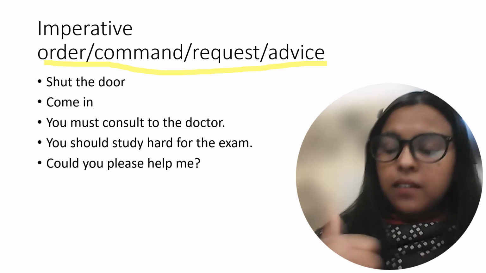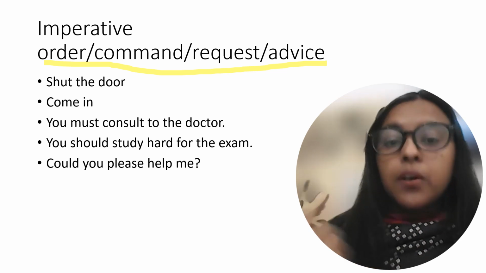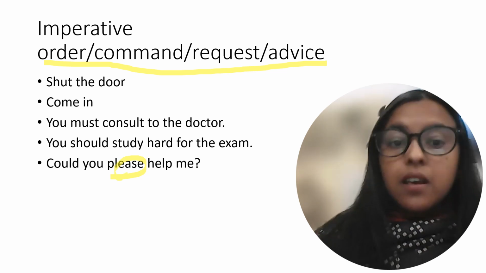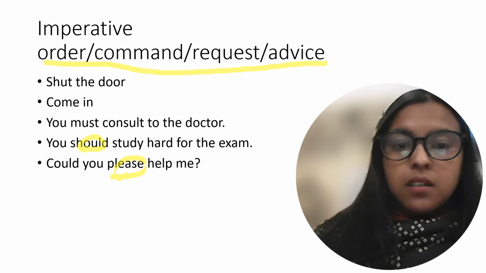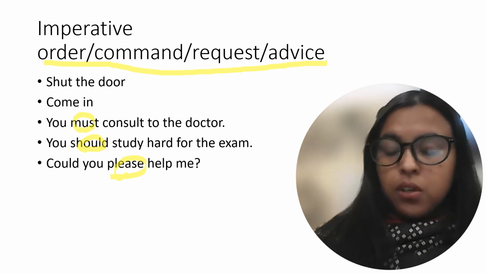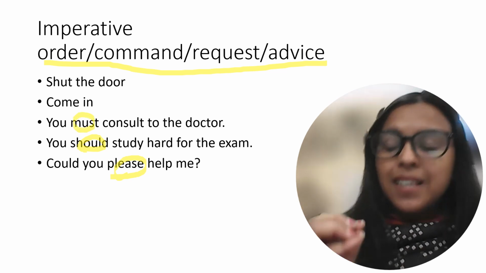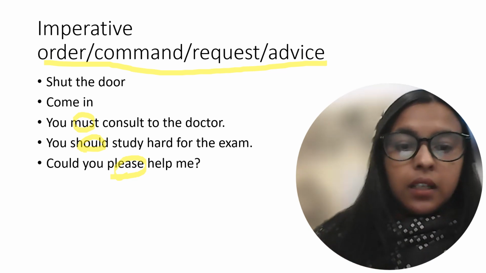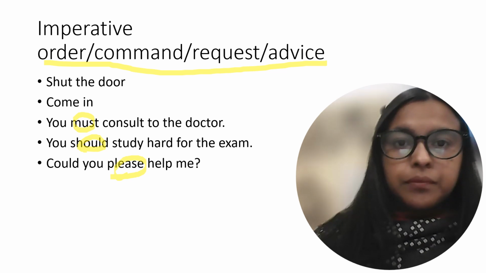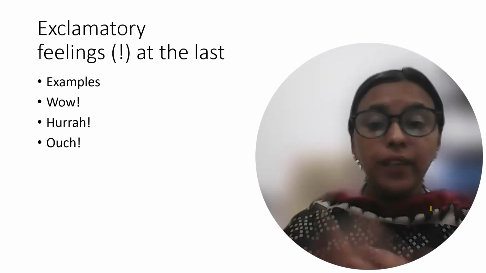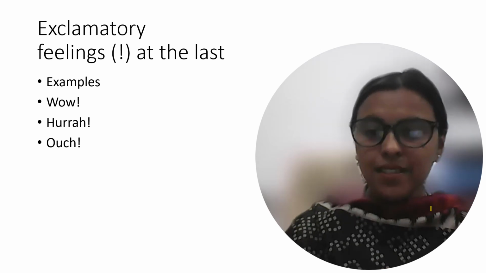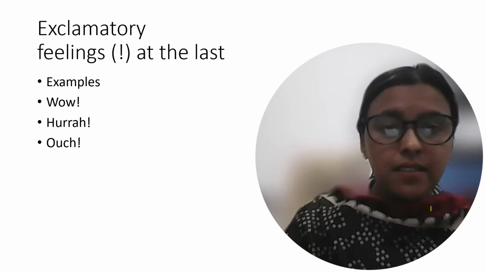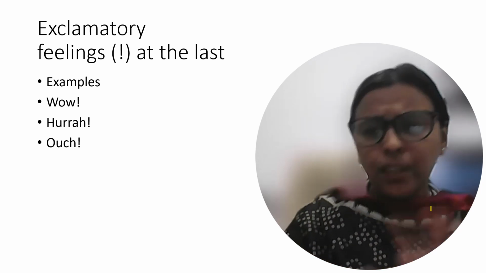They are showing either command, order, request. So request word is this: please, could you please, should, must, that you have to do. So such words if you are getting, it means these sentences are imperative sentences. Very simple. The next we have, this is a very last kind of sentence, that is exclamatory sentence. You are not able to see so many sentences on screen. It's just wow, hooray, ouch. I think you get an idea about it.